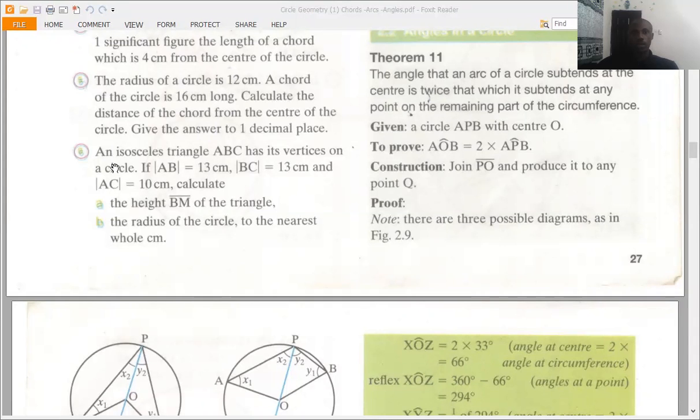It says an isosceles triangle ABC has its vertices on a circle. If the length of line segment AB is equal to 13 centimeters, the length of line segment BC is 13 centimeters and AC is 10 centimeters. Calculate the height MD of the triangle and the radius of the circle to the nearest whole centimeter.